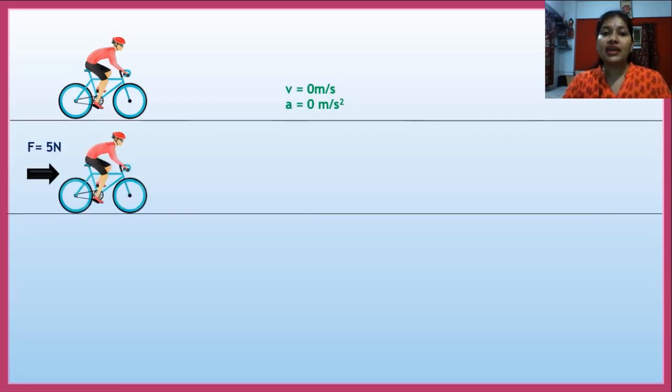So let's take an example. As you can see here, a cyclist is at rest initially. So velocity related to him will be 0, as well as acceleration is also 0. What if the cyclist applies force to the pedals? Okay, the amount of force is 5 Newton.